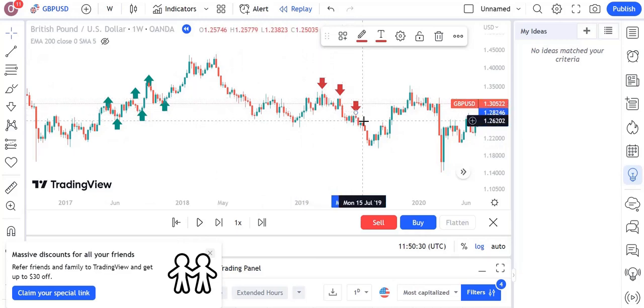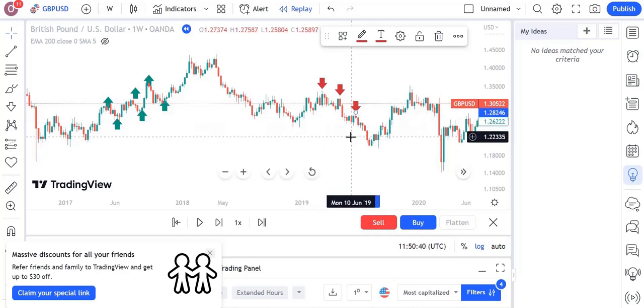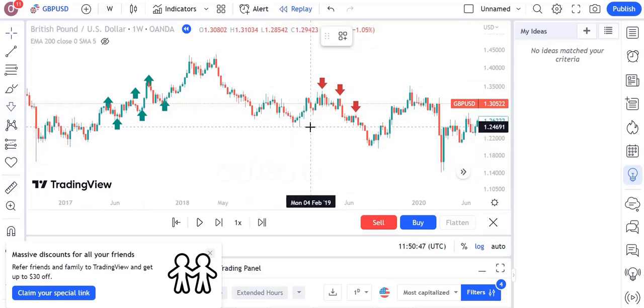You follow the trend. Now, this is you identifying without the use of any indicator or anything. You're simply looking at the chart and identifying that the price is making higher highs and higher lows.